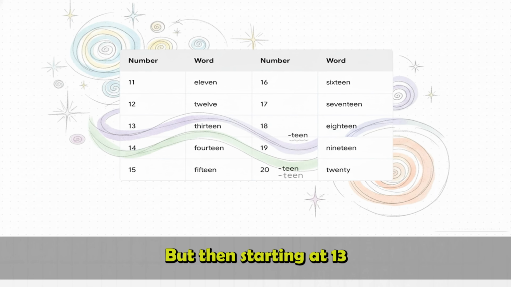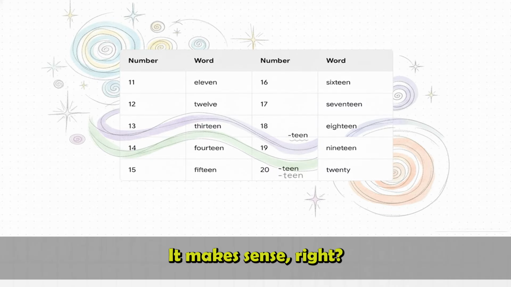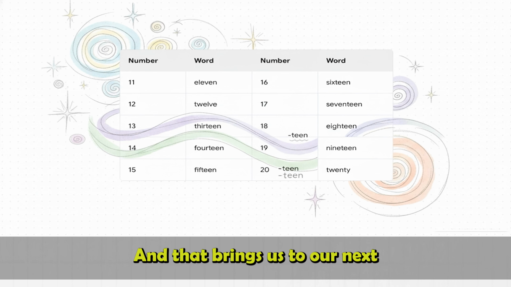But then starting at 13, you're going to notice a really clear pattern. Most of these end in teen, which is actually an old way of saying 10. So when you say 13, it's almost like you're saying 3 and 10. It makes sense, right? Let's go through them. 13, 14, 15, 16, 17, 18, 19. And that brings us to our next major building block, 20.